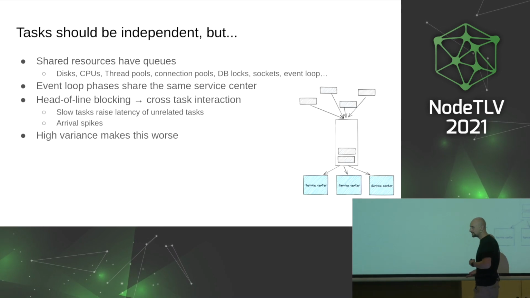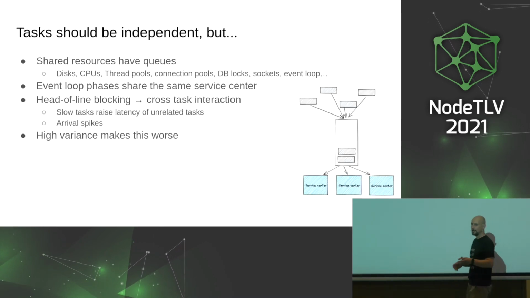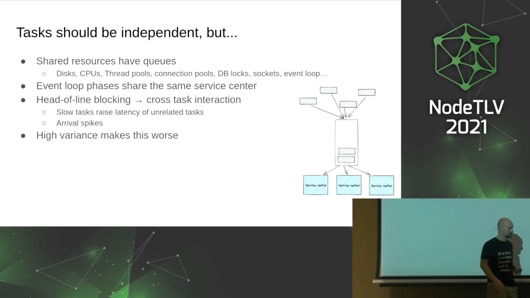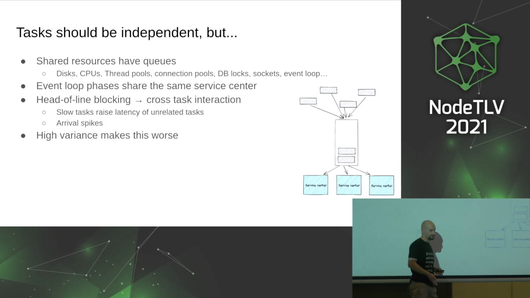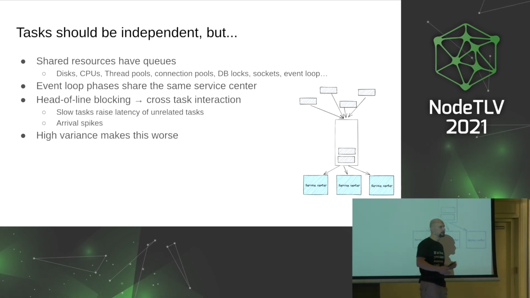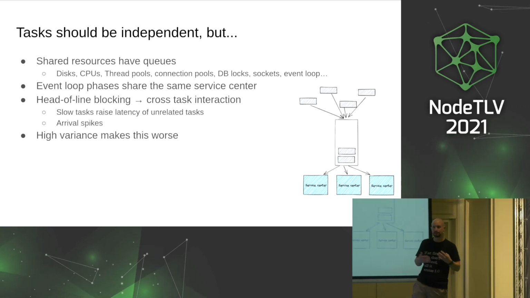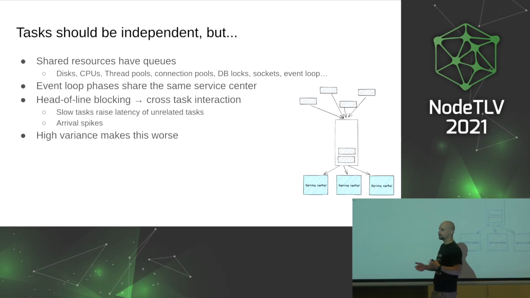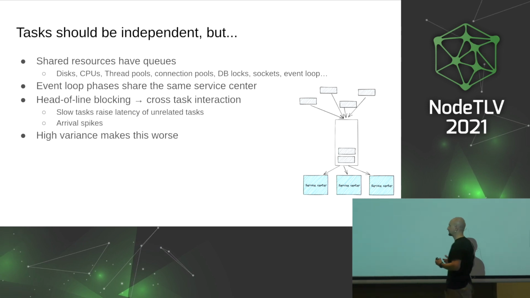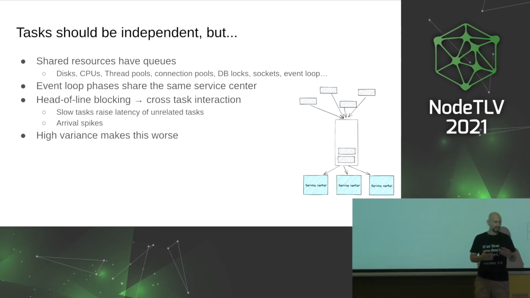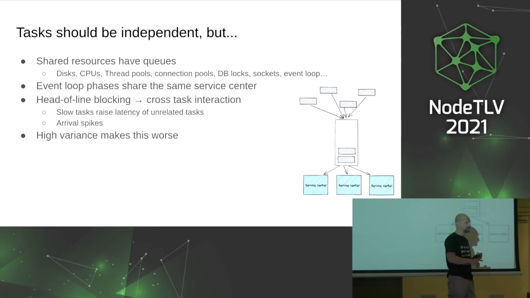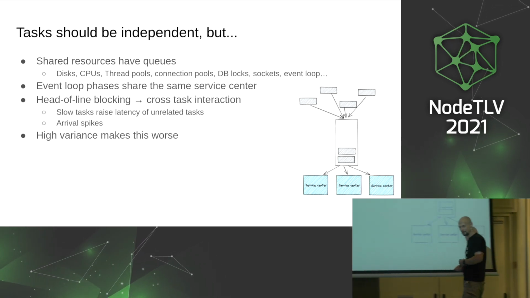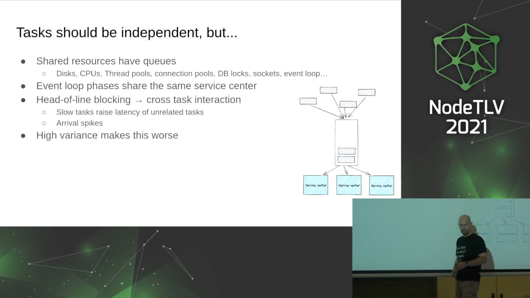So let's go back to Node.js, okay? We have a lot of tasks that are supposed to be independent in Node.js. Different requests, different microtasks. If you don't know what a microtask is, basically every callback or every await or promise that you have is a microtask. And they're supposed to be independent, but they're not. Why are they not independent? Because they're sitting in a shared queue. All of them are sitting in the shared queue, waiting for the same work center, and this means that there's going to be impact between different tasks on each other.